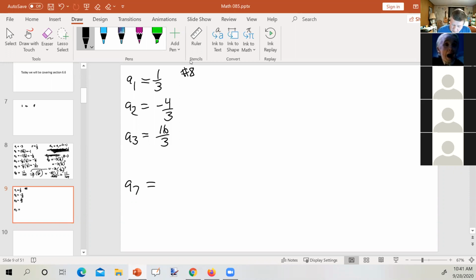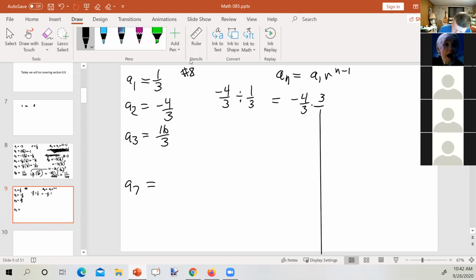Okay, so geometric sequence. So I'm gonna use a sub n equals a sub 1 r to the n minus 1 power. Okay, well, I need to find r. Recall, with a geometric sequence, I can find r by taking any term in the sequence divided by the previous term. So let's take a sub 2 divided by a sub 1. Well, a fraction divided by a fraction is equal to the first fraction times the reciprocal of the second fraction. And this comes out to be -4. So the common ratio is -4.